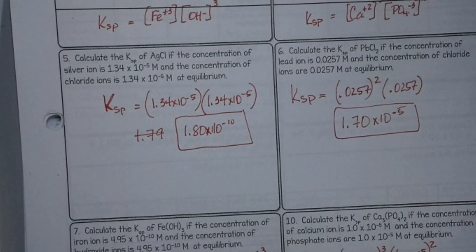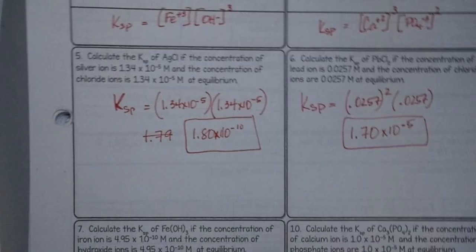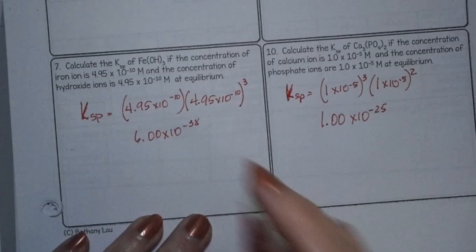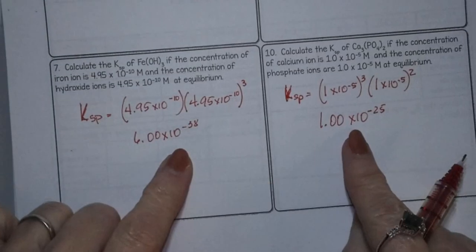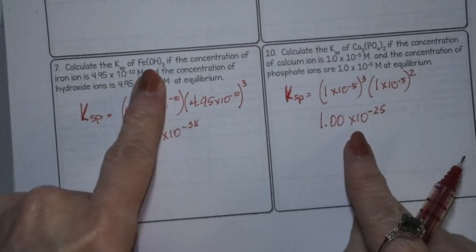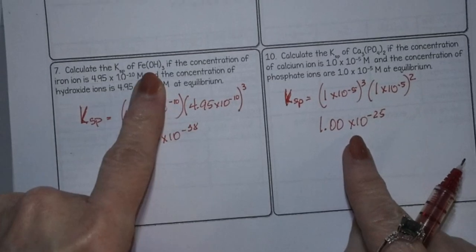So again, what does this tell us about our K, about the solubility? So iron hydroxide, isn't it all hydroxides are insoluble except for a few? So the iron hydroxide and the calcium phosphate are both really insoluble. They're not going to dissolve much at all. A tiny amount will dissolve, and that's about it.